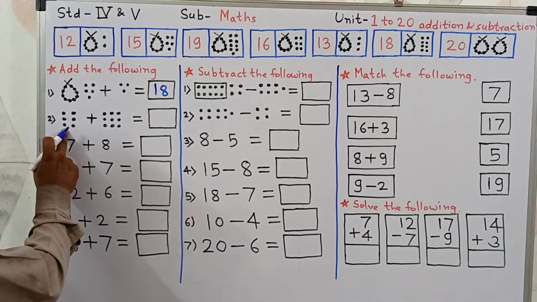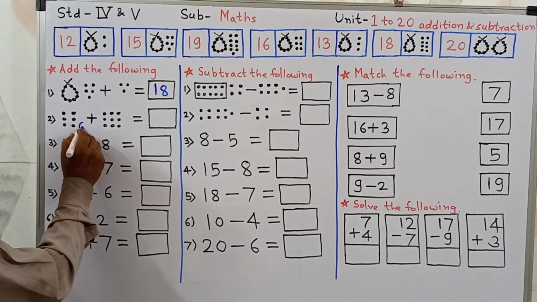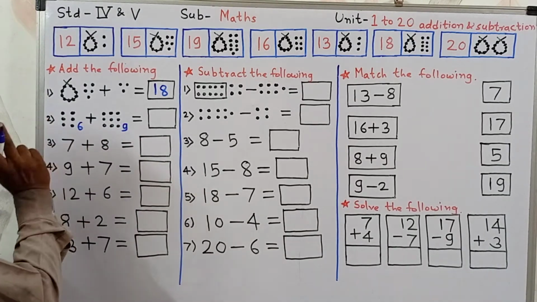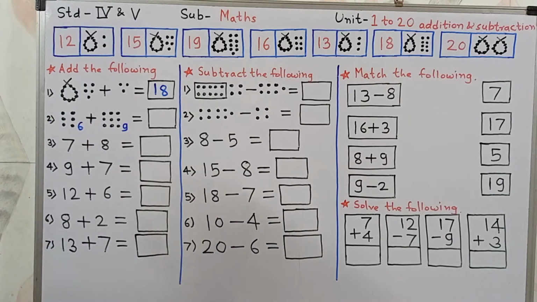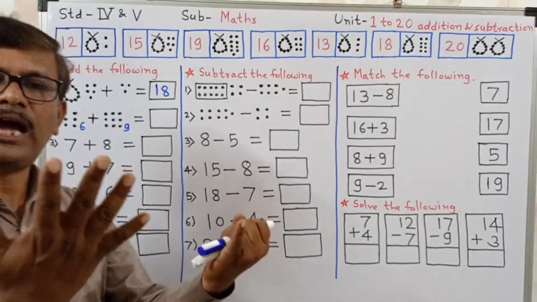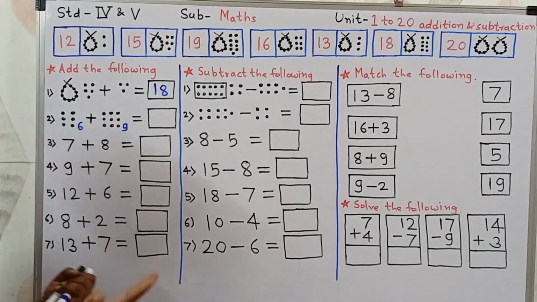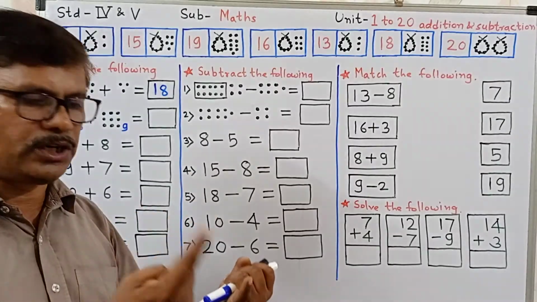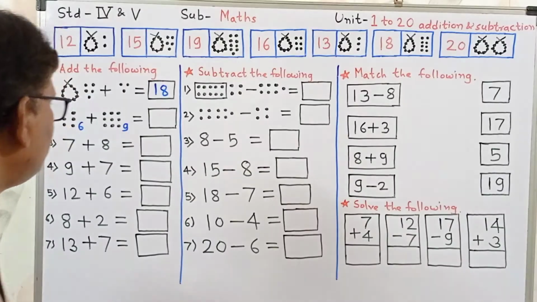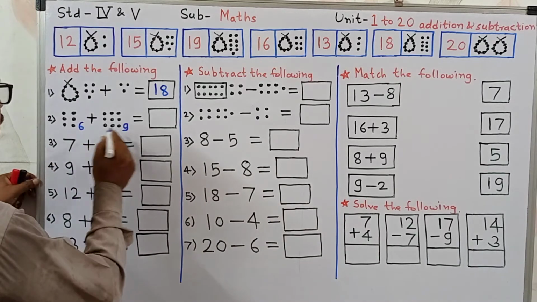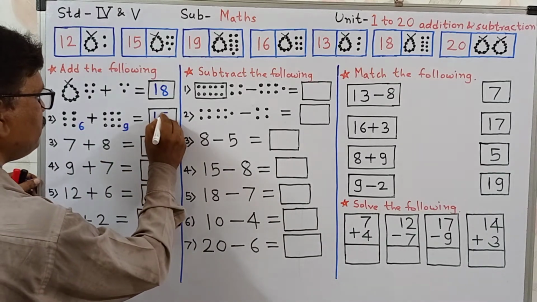Here is 6 and here is 9. 1, 2, 3, 4, 5, 6 and this 9. Which is the smaller number? The smaller number is 6. So take 6 fingers. Now count after the bigger number. The bigger number is 9. After 9, 10, 11, 12, 13, 14, 15. Very easy. The addition of 6 and 9 is 15.